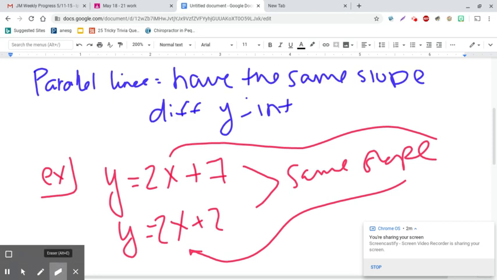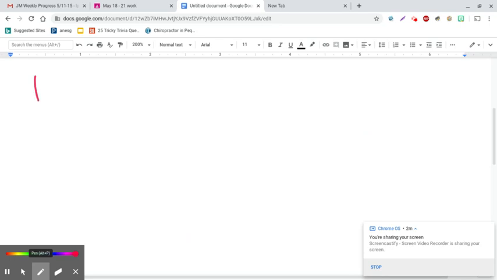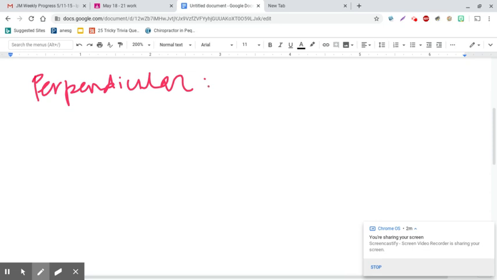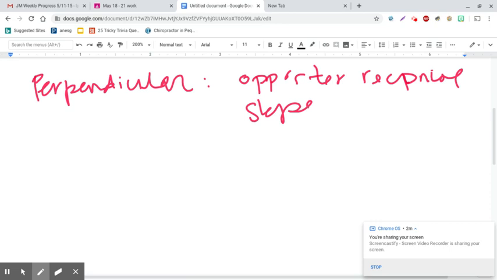Okay? Now we get into perpendicular. Perpendicular lines have an opposite reciprocal slope. Okay? What that means, we have actually talked about opposite reciprocals. All right? So like 2. The opposite of 2 would be negative, right? If this is positive, the opposite would be negative.